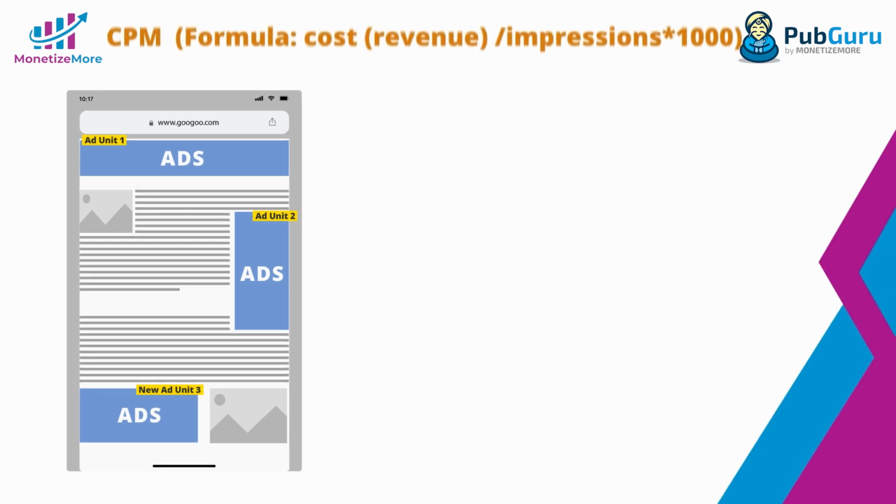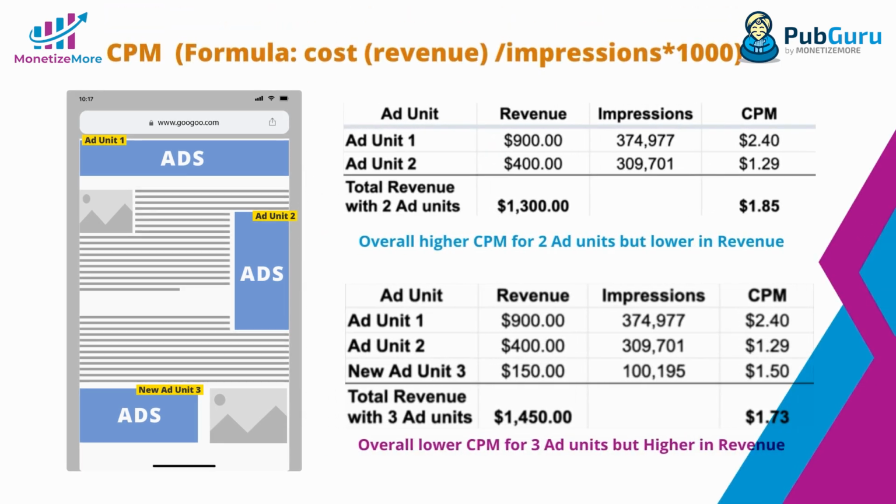Here's an example. A publisher has this website and this web page. There are typically 2 ad units, and this publisher is earning around $1,300 with a CPM of $1.85. The CPM here is the overall CPM of these 2 ad units. Now he decided to add another ad unit. A third ad unit gave him $150 more, but the overall CPM dropped from $1.85 to $1.73. As you can see, the publisher earned more in the second example compared to the first example, which means it's benefiting the publisher, even though the overall CPM is low.